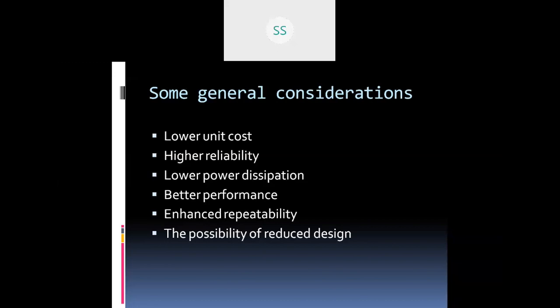Then the third one is lower power dissipation. Whatever subsystem is designed, it should dissipate very low power. Along with low power dissipation, lower volume as well as lower weight are also considered very important aspects. Whatever method you adopt for the design, that approach should consume very less power and very less weight compared to the other approaches. Such an approach should be selected.